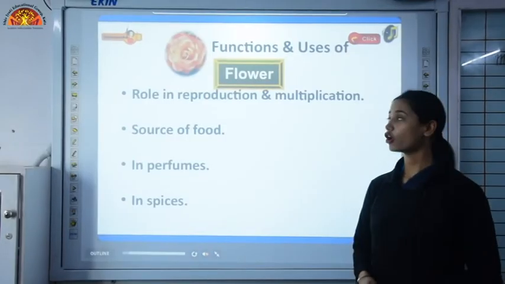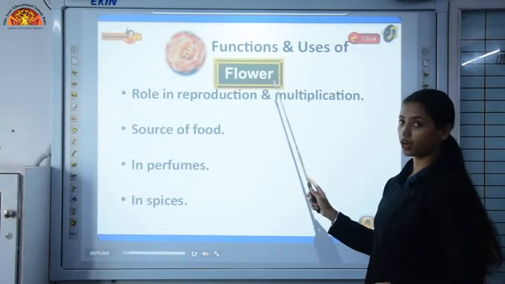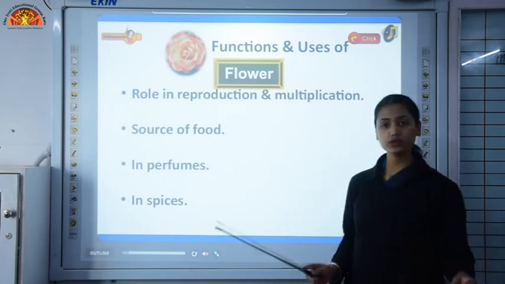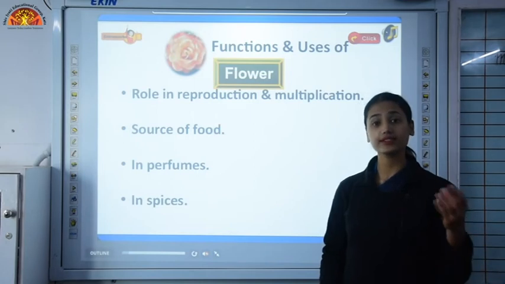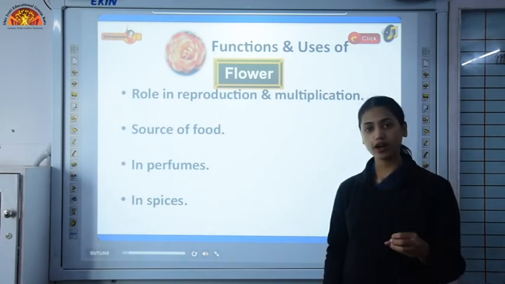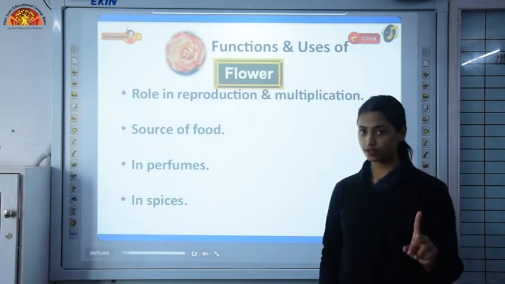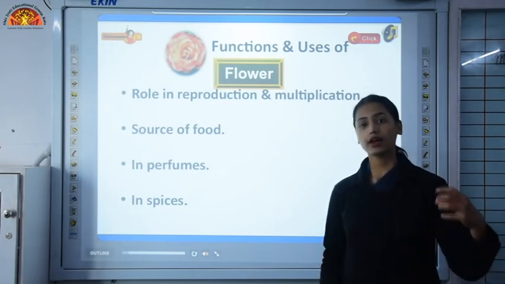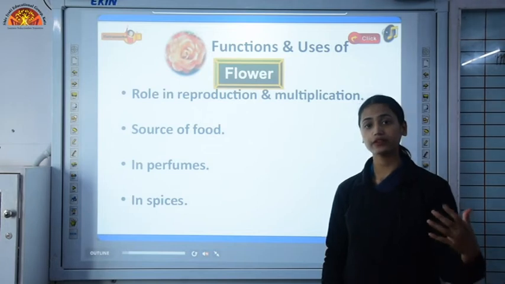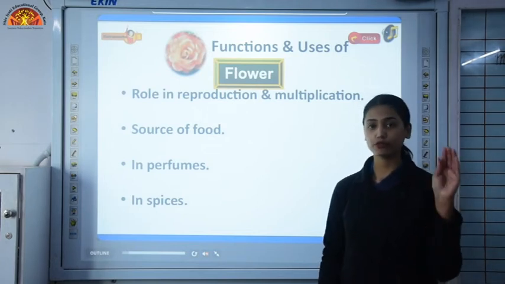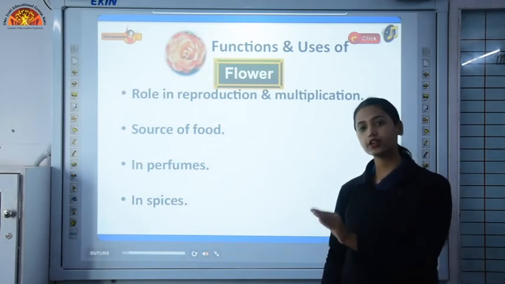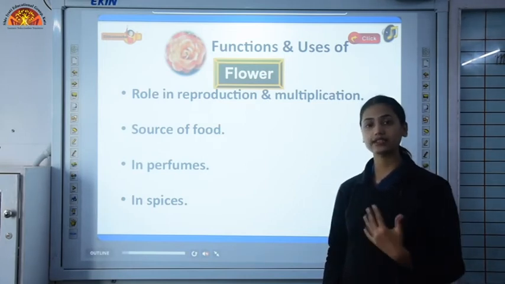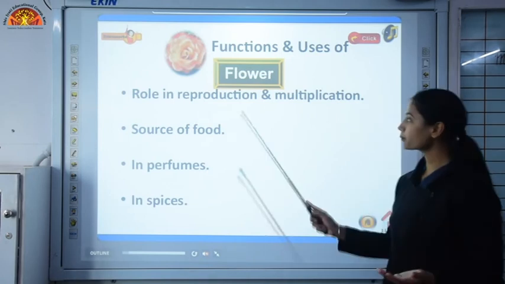Now let us have a look at a few functions and uses of flowers. First, role in reproduction and multiplication. As you know that flowers are very attractive, so when insects sit on the flowers, they do not only sit on one flower, they travel from one flower to another flower. So unknowingly they are helping in the transfer of pollen grains from one flower to another flower on which the female reproductive organ is present. So that's how they are helping in reproduction.